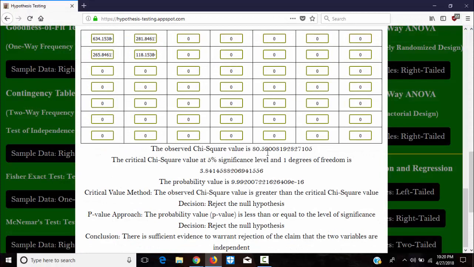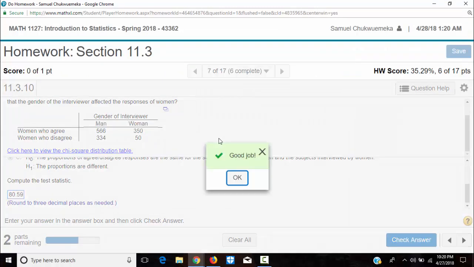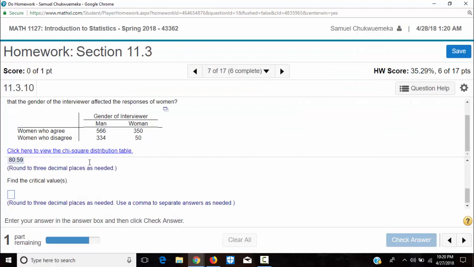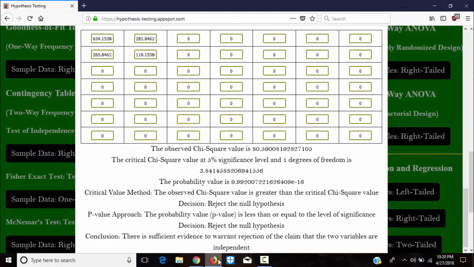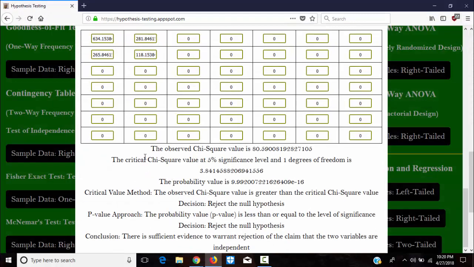is 80.590. Or you can just put 80.59. It doesn't matter. Critical value to 3 decimal places. The critical chi-square value at 5% significance level and 1 degree of freedom is 3.841.